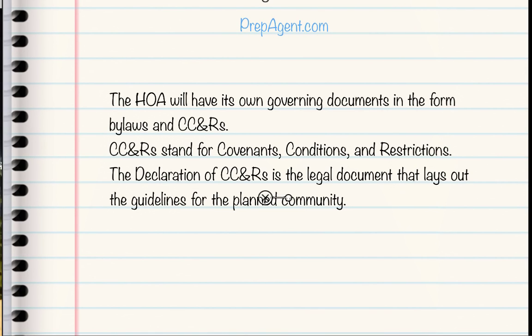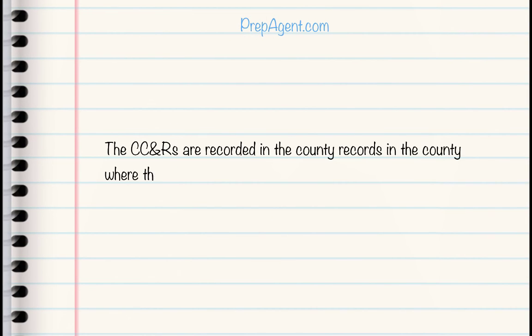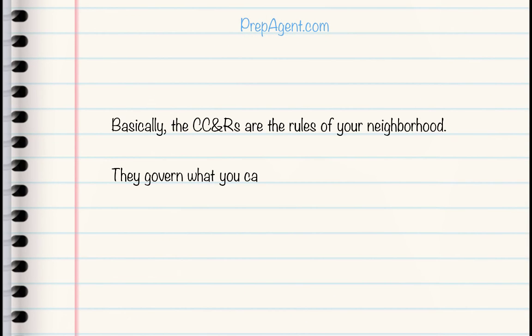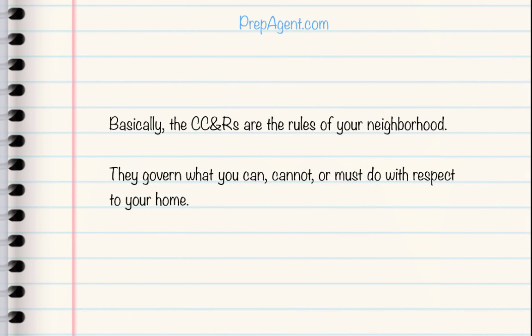The Declaration of CC&Rs is a legal document that lays out the guidelines for the planned community. The CC&Rs are recorded in the county records in the county where the property is located, and they are legally binding. Basically, the CC&Rs are the rules of your neighborhood. They govern what you can, cannot, or must do with respect to your home.